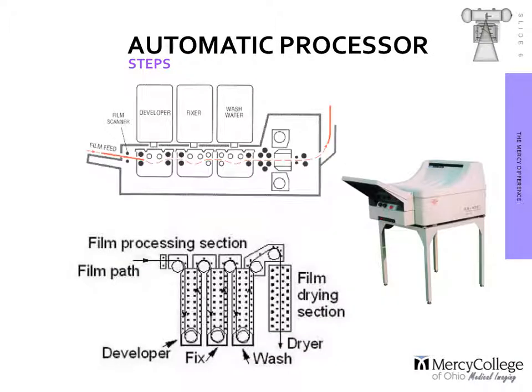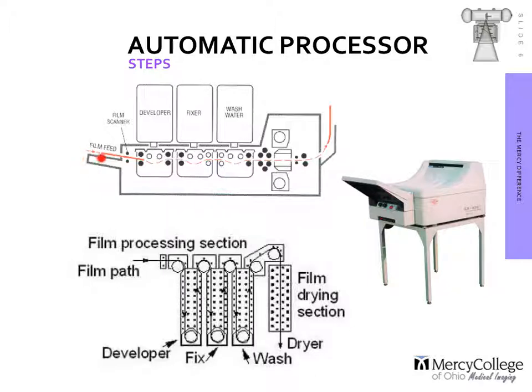With the automatic process, some of those steps that we previously mentioned, like the wetting agent and the stop bath, are no longer going to be present. How the automatic processor works is that the film will always travel from developer to fixer to wash, regardless of the manufacturer. But the overall makeup of the film processor, its design, will be manufacturer or vendor dependent. So you can see that they're pictured here, two different pictures.